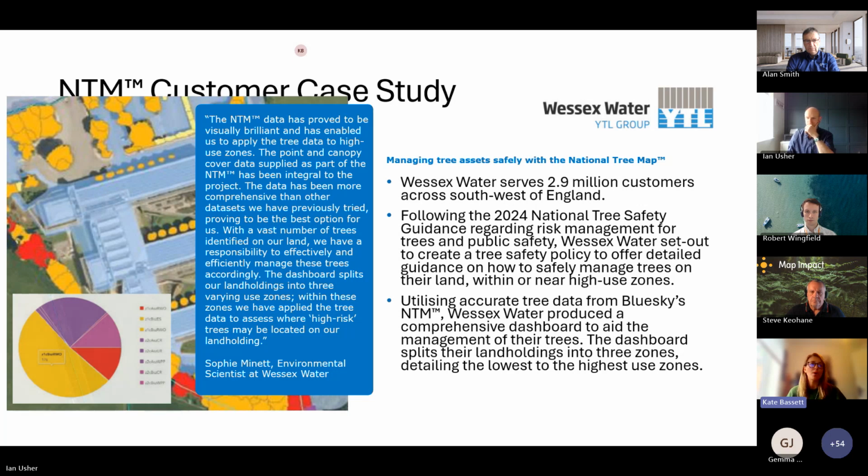The result was, by combining NTM data, the tree height, location and canopy extent, with their land use zones, Wessex Water gained a full picture of potential risks. This targeted approach saved time, reduced costs and ensures survey efforts focus on the highest risk areas.